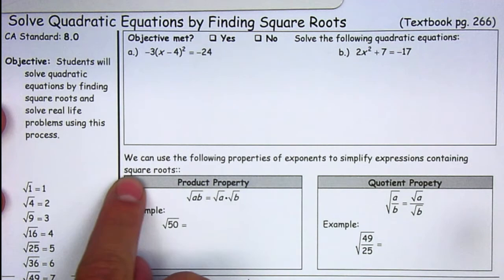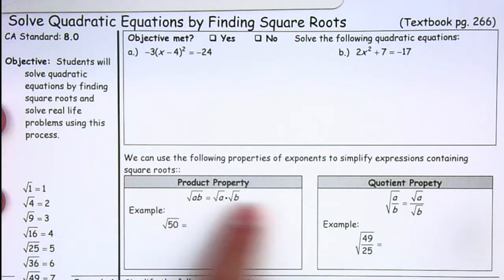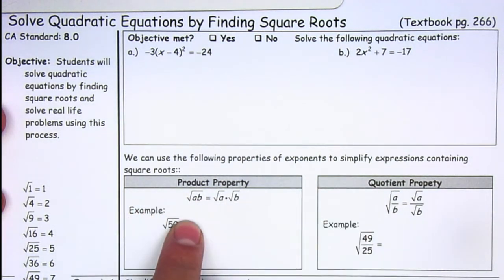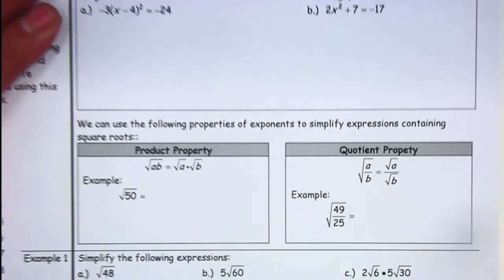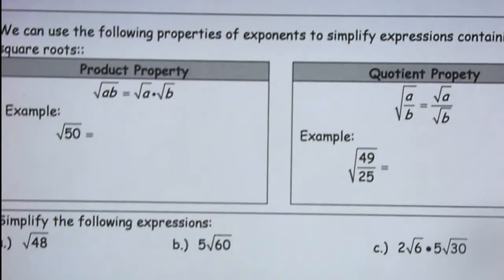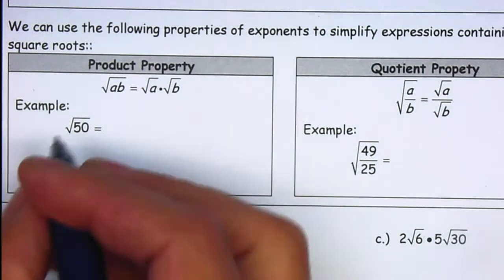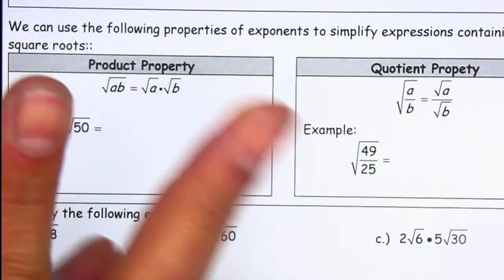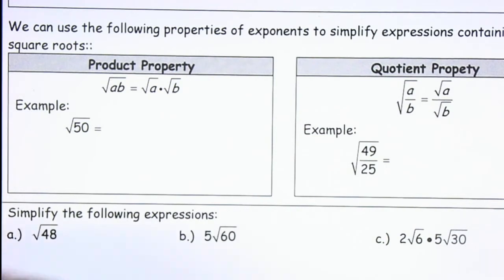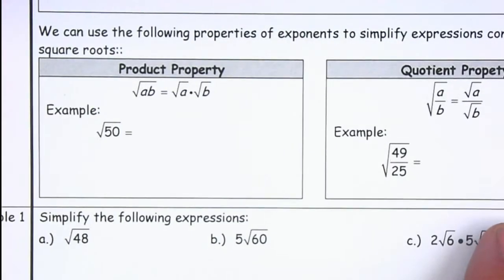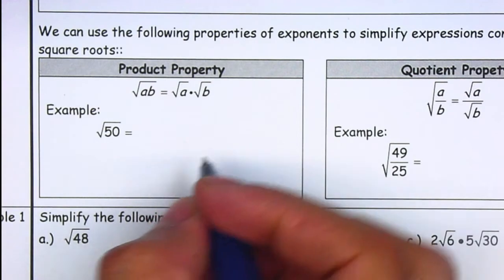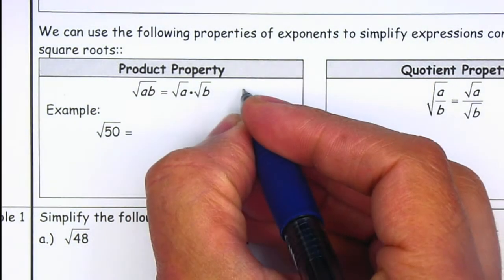Now we're going to start by simplifying using two different properties of square roots. And this comes back to the properties of exponents. The first one is when we're trying to find the square root of 50, there are two ways that we're going to be simplifying this. One way is to do what we call the factor tree. And many of you guys are used to doing this.